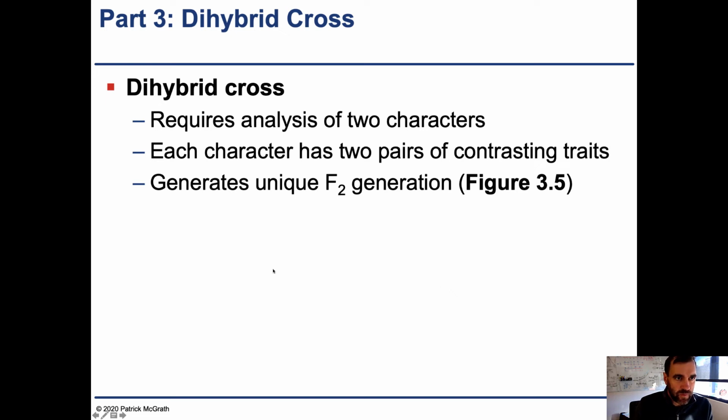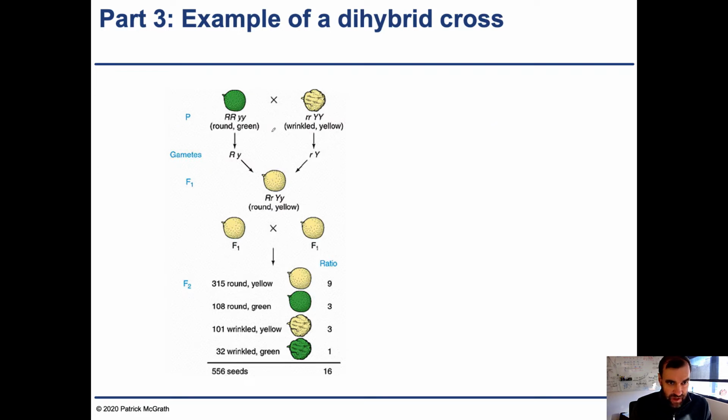All right, the next part of this lecture is on dihybrid crosses. Now we are going to look at crosses between individuals that differ at two different characters. So the dihybrid just indicates two characters. Each character has, again, two pairs of contrasting traits, and this generates a unique F2 generation. So let's see what we need for a dihybrid cross.